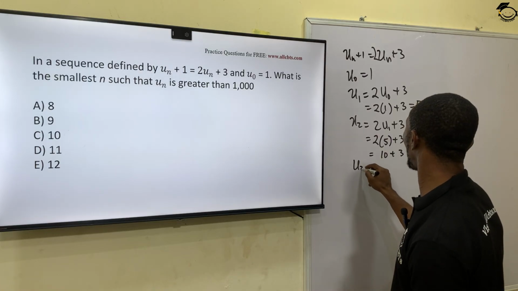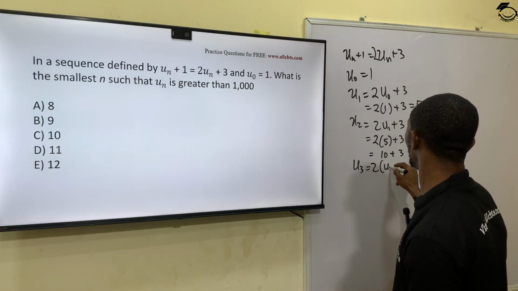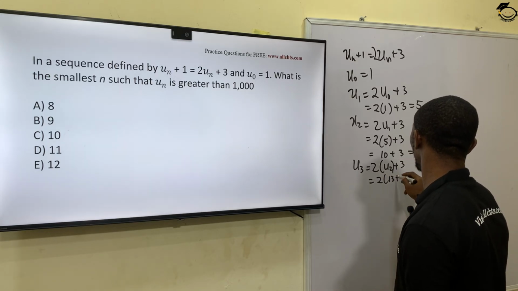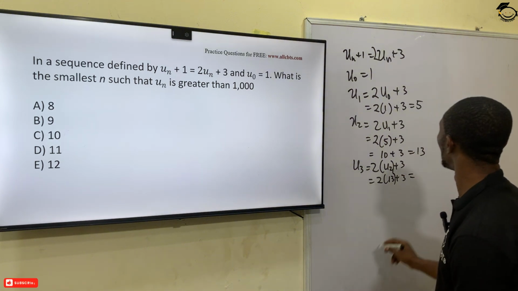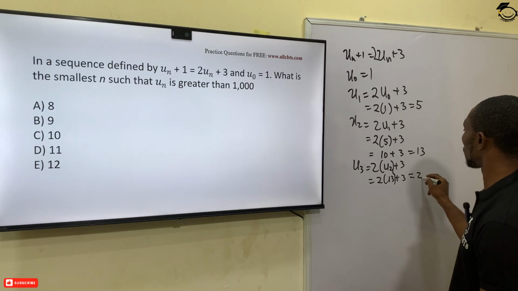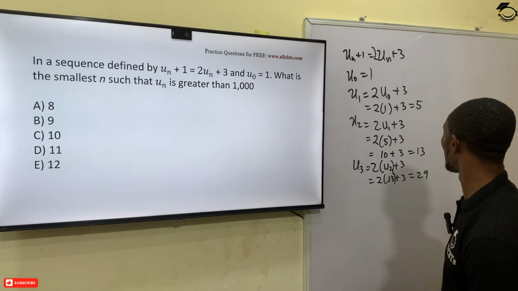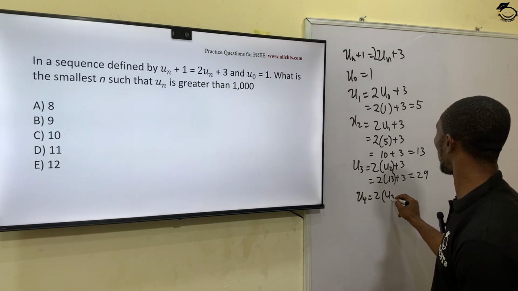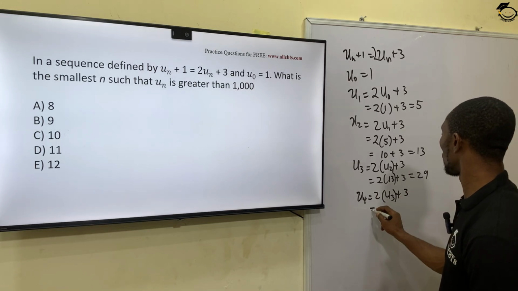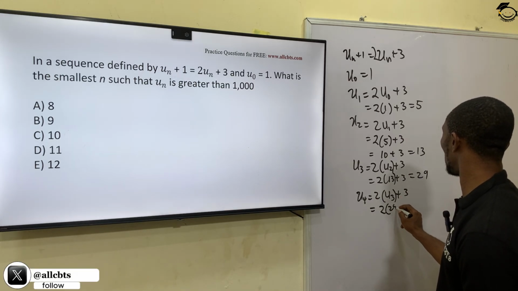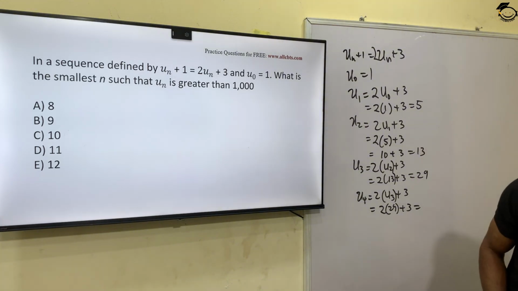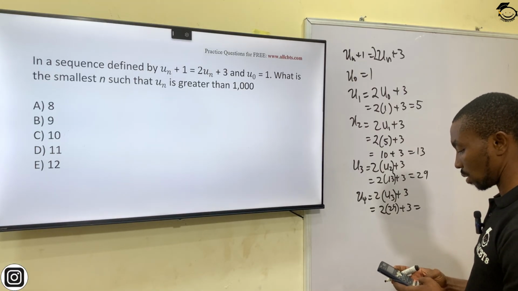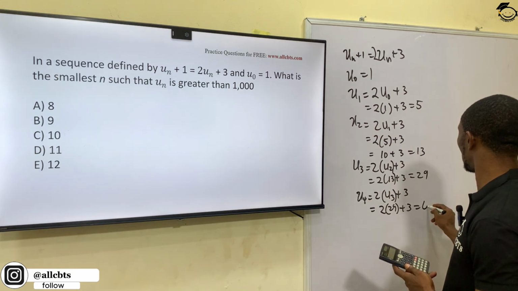And u3 will be 2 brackets u2 plus 3, 2 bracket 13 plus 3 would give us 26 plus 3, which gives us 29. And u4 would be 2 brackets u3 plus 3, which would be 2 brackets 29 plus 3, which gives us 2 times 29 plus 3 gives us 61.